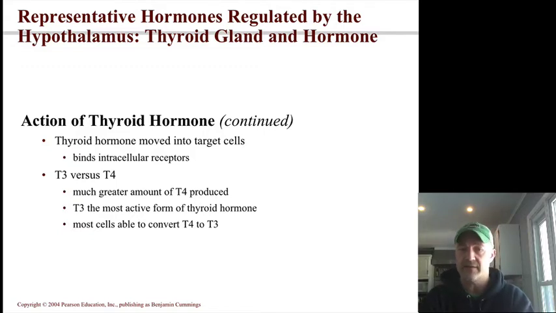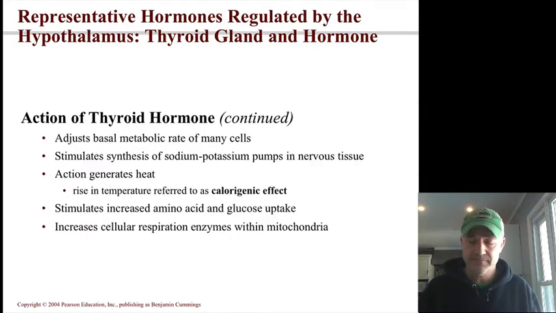These bind to cytoplasmic receptors. There is more T4 produced than T3. T3 is a more active type of thyroid hormone, and most cells are going to actually take and convert T4 into T3. But what this is really doing, in the simplest sense, I always say it's like the cell's idle. If you have your car idling faster, it's going to burn more gas, generate more heat. It's kind of the same idea here. The thyroid hormone works on base metabolic rate of most cells.